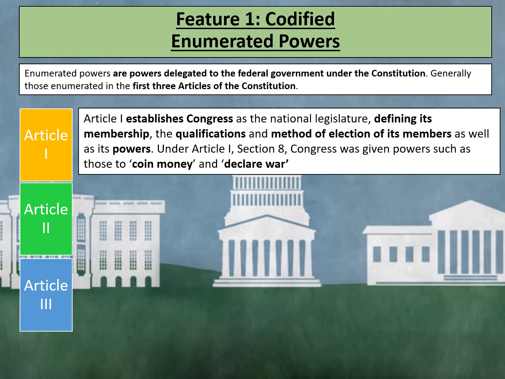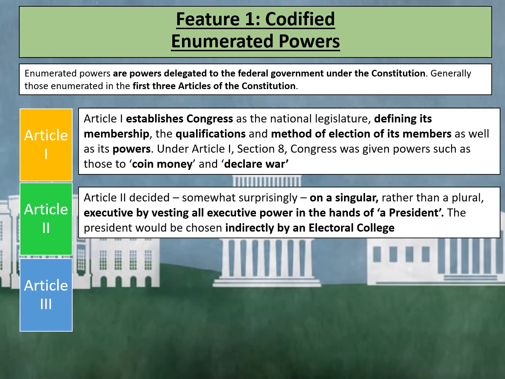Article 1 establishes Congress as the national legislative, defining its membership, the qualifications and method of election of its members, as well as its powers. Under Article 1, Section 8, Congress was given powers such as those to coin money and declare war.